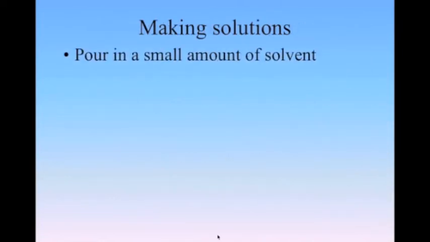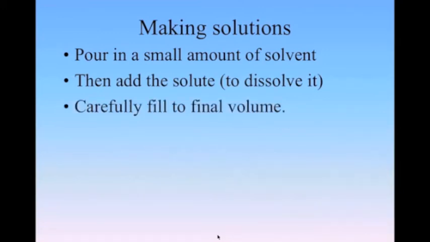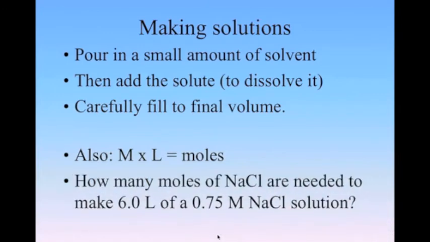Now, when we actually make solutions, what we do is we pour in a small amount of the solvent and then add the solute to dissolve it, and then we carefully fill to the final volume. And what we'd see in a problem is like our example we have here. It says how many moles of NaCl are needed to make 6 liters of a 0.75 molar NaCl solution.